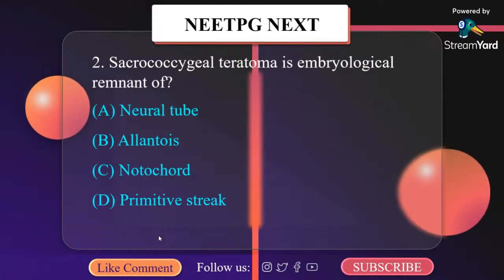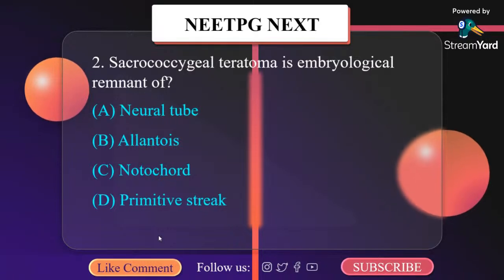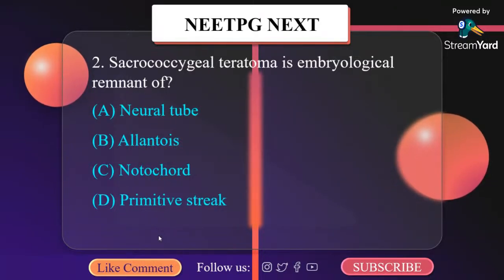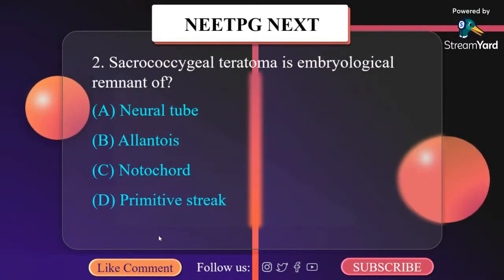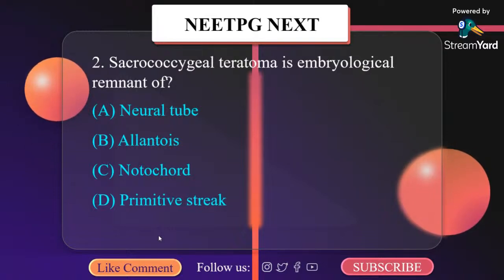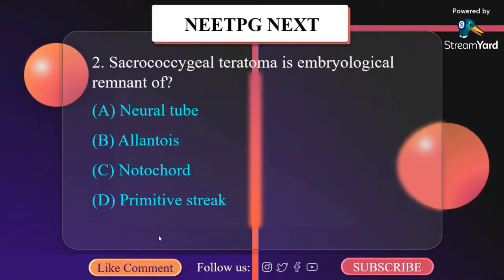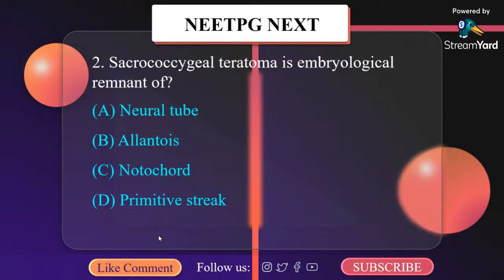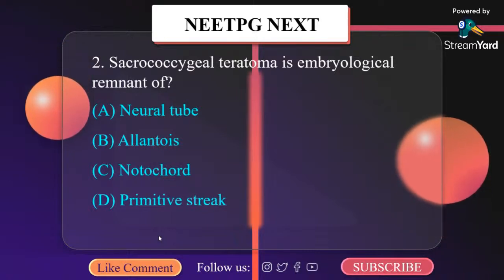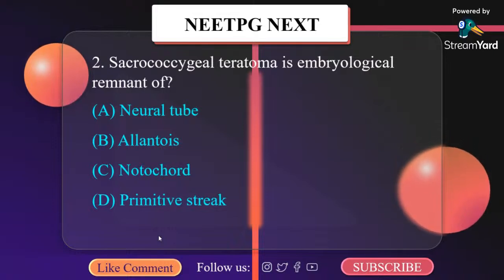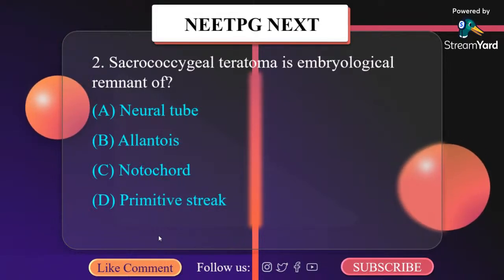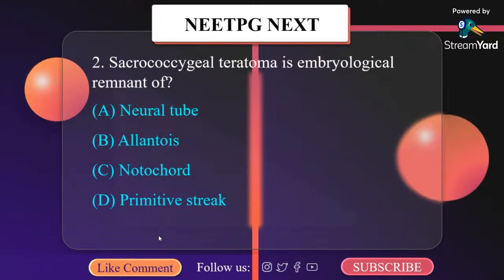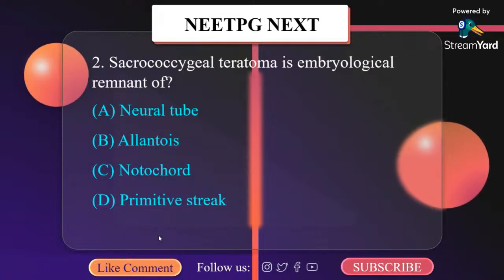This sacrococcygeal teratoma is more common in females. Teratomas occur most frequently in the neonatal period, and sacrococcygeal region is the most common site. It is more common in females. It is thought to be a derivative of primitive streak. So the correct answer here is primitive streak.